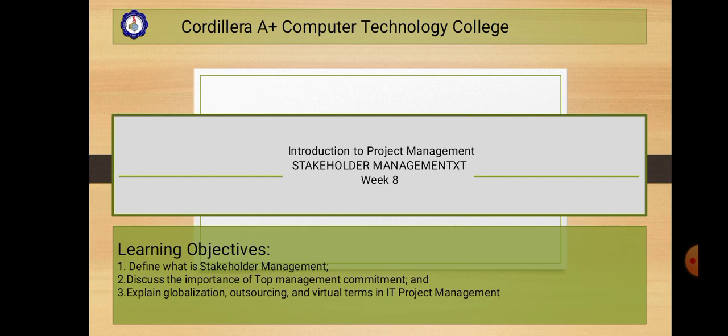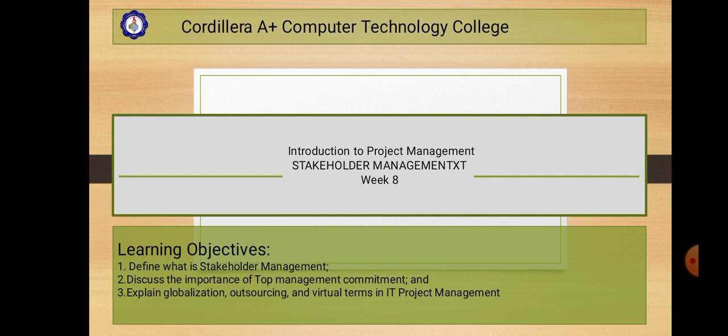So at the end of the lesson, you will be able to define what is stakeholder management, discuss the importance of top management commitment, and explain the globalization, sourcing, and virtual teams in IT project management. So those are our learning objectives for today's topic.